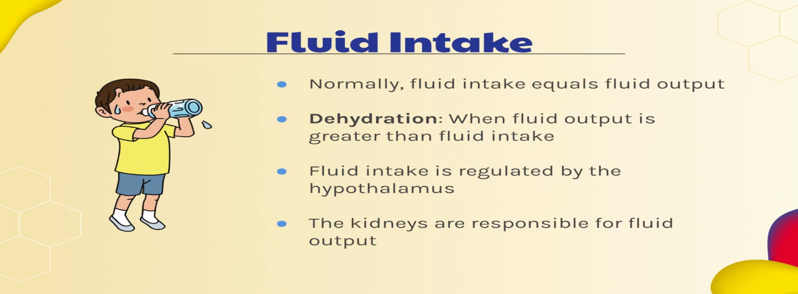Normally, fluid intake equals fluid output. Dehydration is when fluid output is greater than fluid intake. Fluid intake is regulated by the hypothalamus. The kidneys are responsible for fluid output.